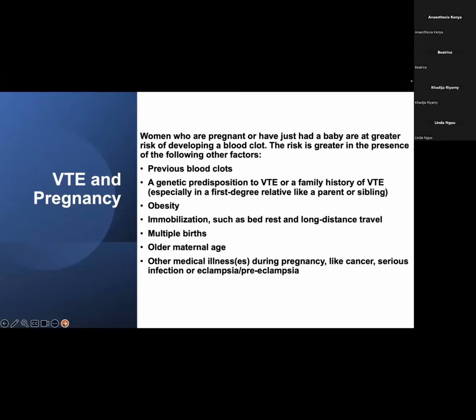Obesity, immobilization such as bed rest, and long distance travel. The long distance travel we know about. So there must be some way of doing thromboprophylaxis. And we know we can do thromboprophylaxis with a mechanical means or with a chemical means.